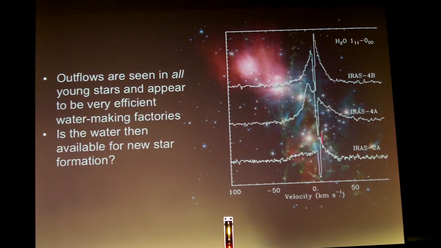This is just a little mixture of different sources that you can see. The wide part here is the fast-moving gas. So this is gas that's moving at 30 or 40 kilometers per second. We can tell that from the spectrum. And then these dips in the middle are from cold water that's up closer to the protostar. And one of the questions that we're still trying to answer is, when you make the water in these outflows, is it then available to allow the next generation of stars to collapse on itself?